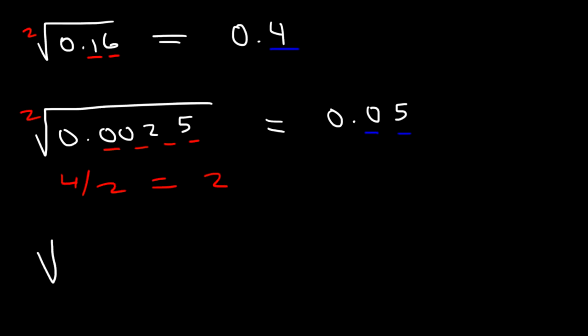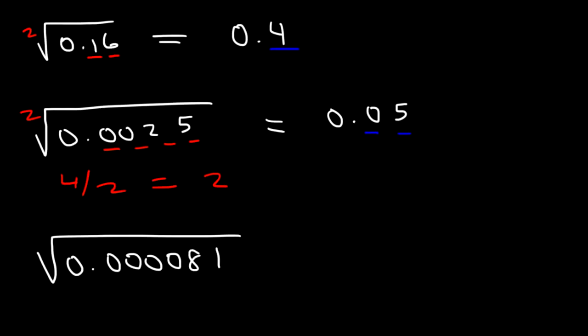And now what about this one? The square root of 0.000081. Notice that we have 6 digits to the right of the decimal point. 6 divided by 2 is 3. So the final answer should have 3 digits to the right of the decimal point. The square root of 81 is 9. So this is going to be 0.009.